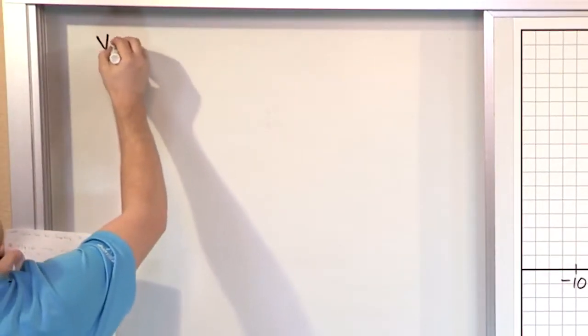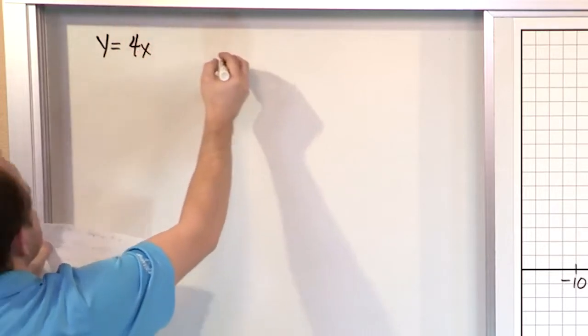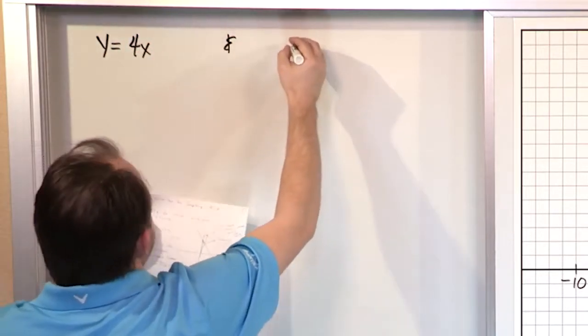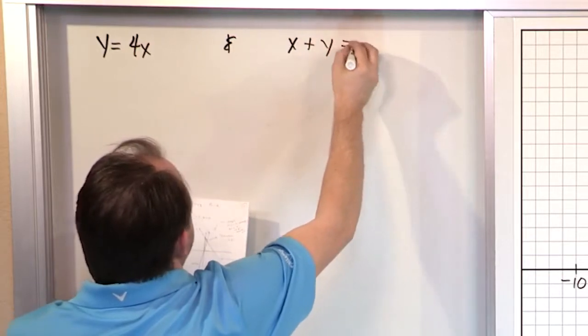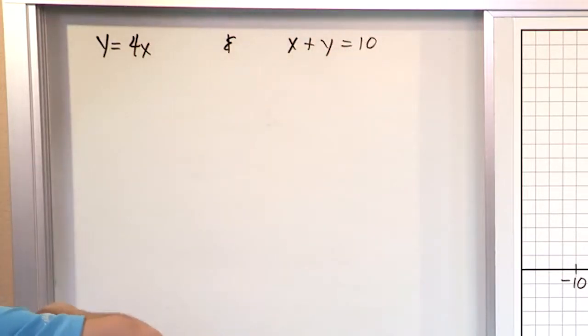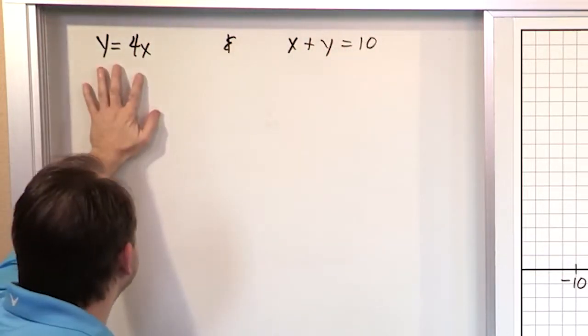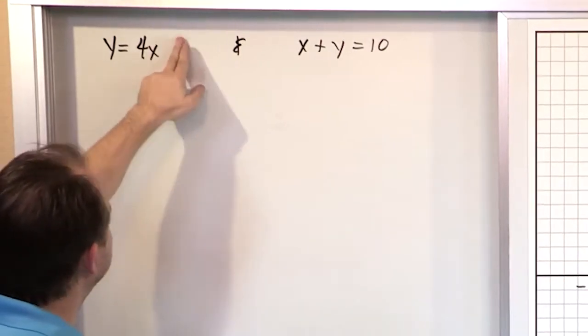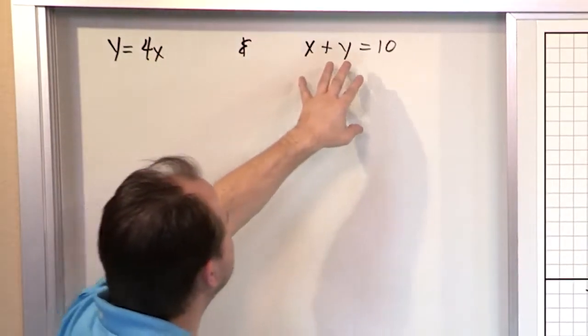The system is the following. y is equal to 4x, and the other equation in the system is x plus y is equal to 10. Now right away you can see that this one is given in slope-intercept form, mx plus b, of course b is 0 here, and this one's given in standard form.